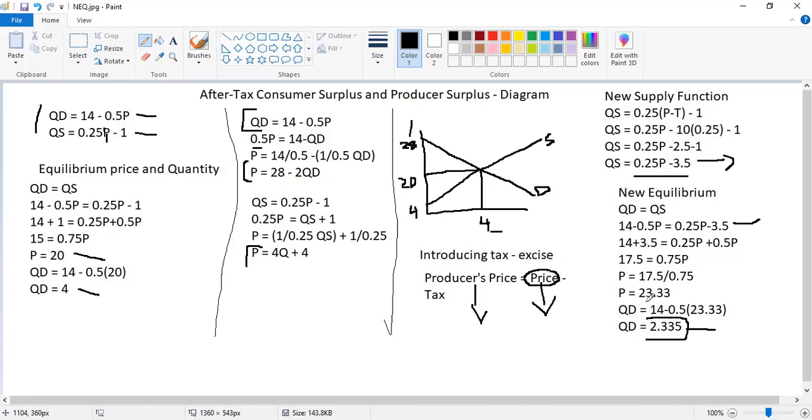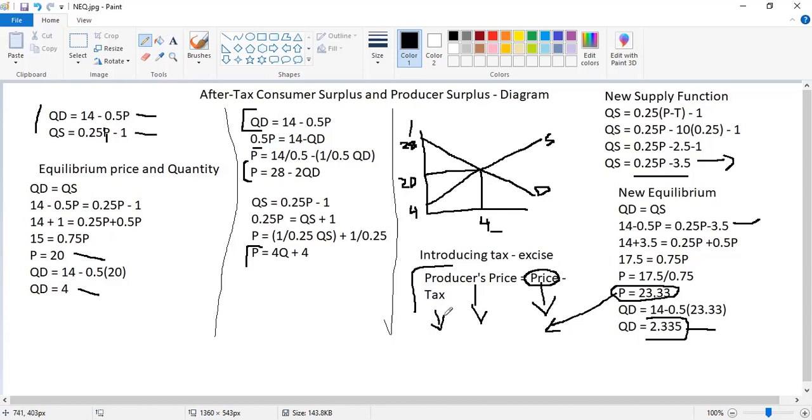So the equilibrium price becomes the price that consumers are paying in the market. The new equilibrium price becomes the price consumers are paying in the market. So if you want to know the price producers will be receiving, we'll come back to this equation, where the price here becomes the price that consumers are going to pay minus the tax factor.